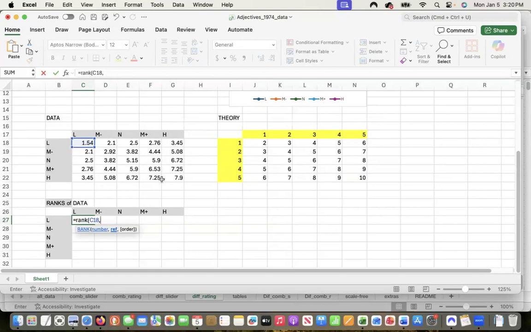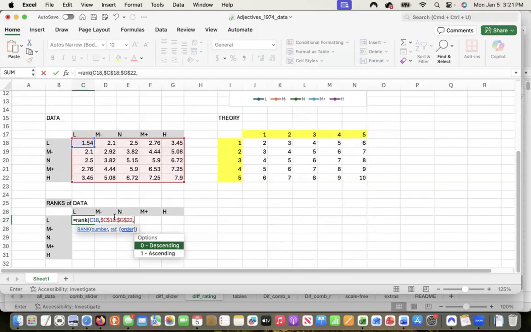And it'll be these 25 numbers between C18 and G22. So I'm going to use the dollar signs so that it won't move when I change the other values. So it'll be between dollar sign C, dollar sign 18, colon, dollar sign G, dollar sign 22.